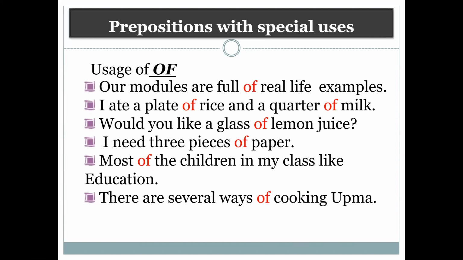Now, uses of. Our modules are full of real life examples. I ate a plate of rice and a quarter of milk. We're talking about quantity over here. Of is talking about quantity in the second sentence. Would you like a glass of lemon juice? I need 3 pieces of paper. Most of the children in my class like education. There are several ways of cooking upma. Upma is an Indian dish for all those who do not know. So we say there are 3 ways of cooking upma. So these are other uses of the preposition of.